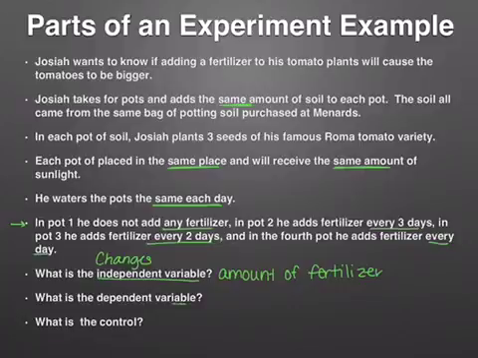Then we have to look for the dependent variable. Remember, the dependent variable is your end result. What is he measuring? That's up way back at the first bullet already. He is adding fertilizer to his tomato plants to see if it will cause the tomatoes to be bigger. So the dependent variable is going to be the size of the tomatoes.